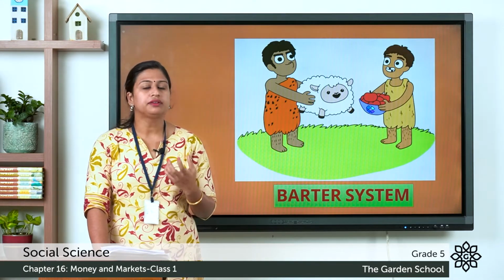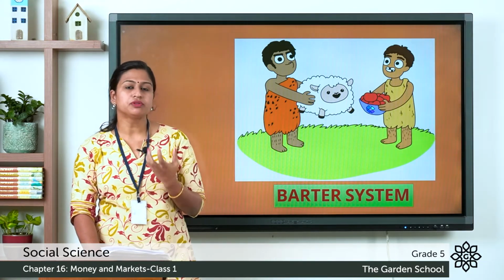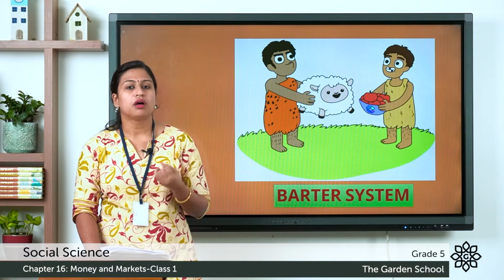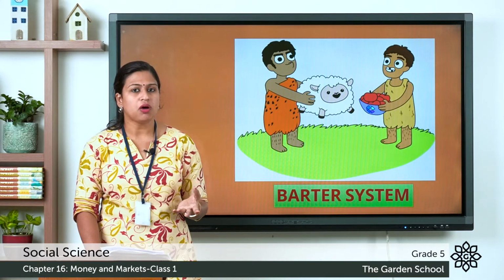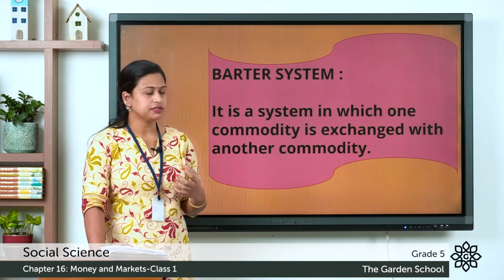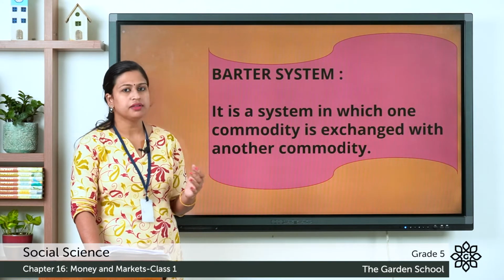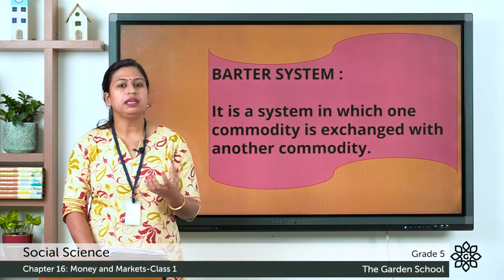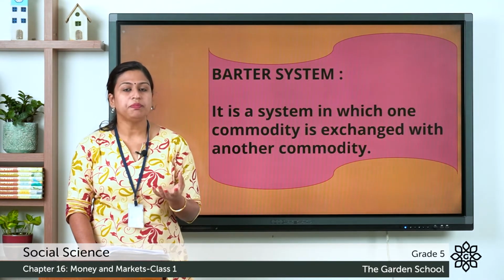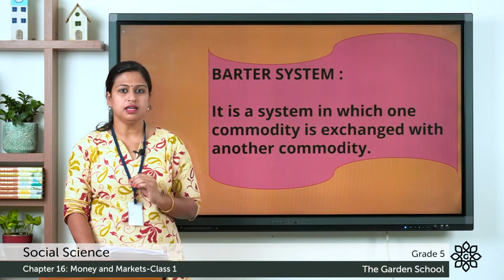This barter system created lots of confusion, and people started to find a common commodity that everyone wanted, and they used many things like gold, silver, metal, salt and sugar. Now here you can see the definition for barter system. It is a system in which one commodity is exchanged with another commodity. And slowly money came into the life of people, and they started to sell their skills, and common people started to buy things other than food. So this was about the barter system.